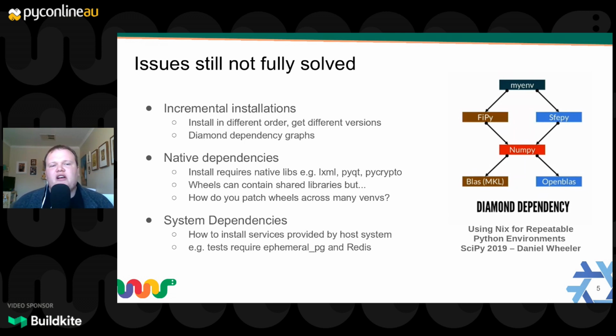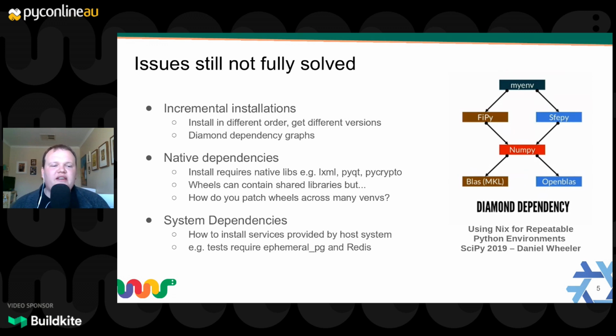These diamond dependency graphs are still one of those great unsolved problems, are still unsolved in many cases, but the tooling is doing a lot better these days.